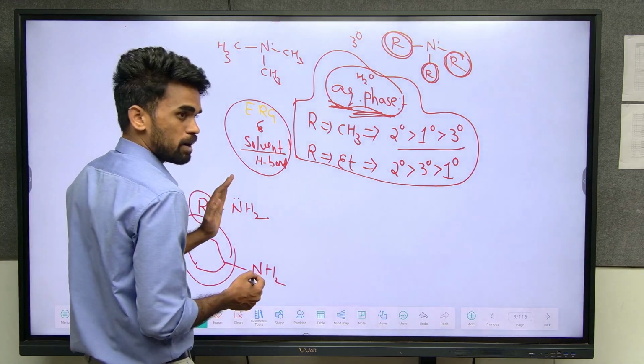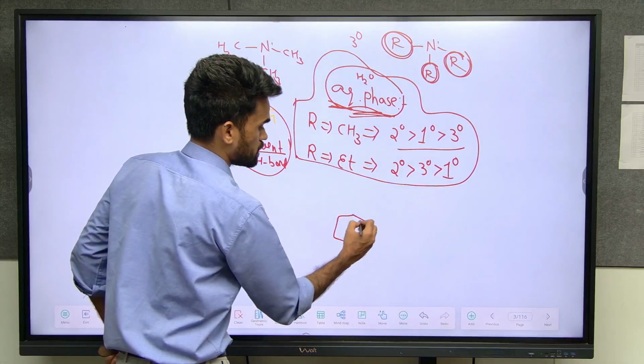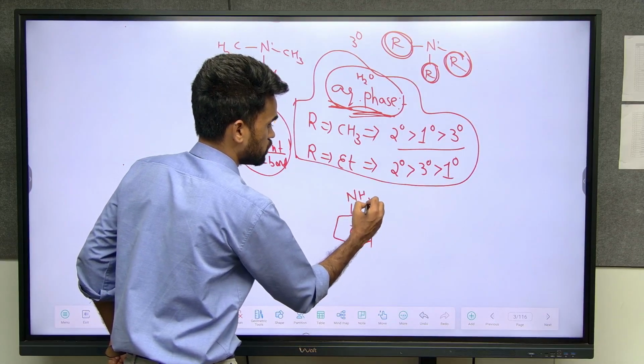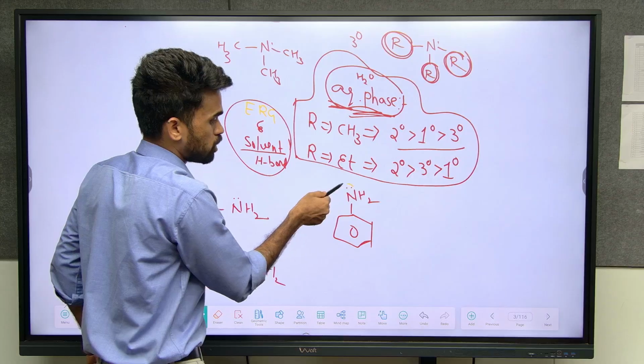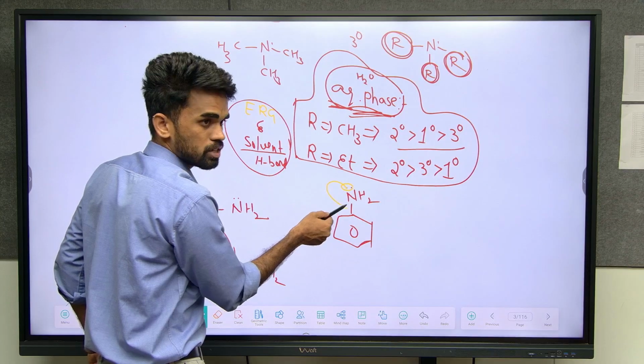So now these are aliphatic amines, and this is an aromatic amine. Check whether this is an aromatic amine or not. Yeah. So if it is an aromatic amine, the lone pair electrons are in conjugation now.